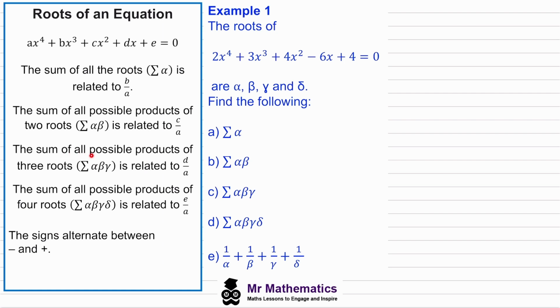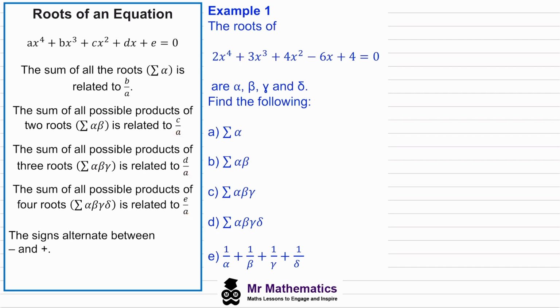Then we have the sum of all possible products of three roots, which is alpha beta gamma, and this is related to d divided by a. And then finally we have the sum of all possible products of four roots, which is the sum of alpha beta gamma delta, and this is related to e divided by a. And you'll know from our previous videos on quadratics and cubics that the signs alternate between, in this case, a plus, a minus, a plus, and a minus. So this is something to bear in mind when we work out these different values, okay?